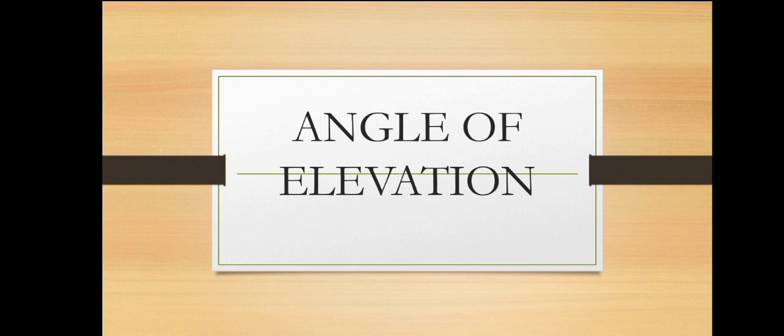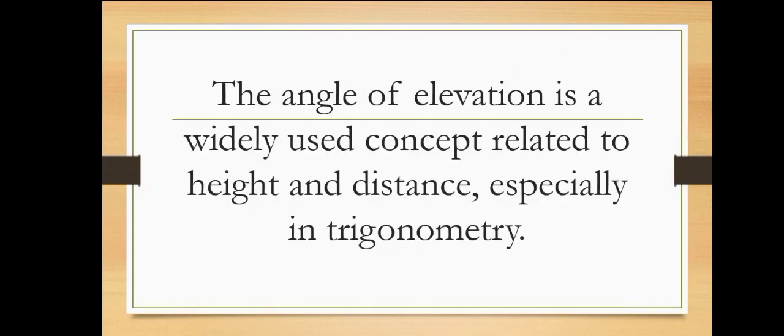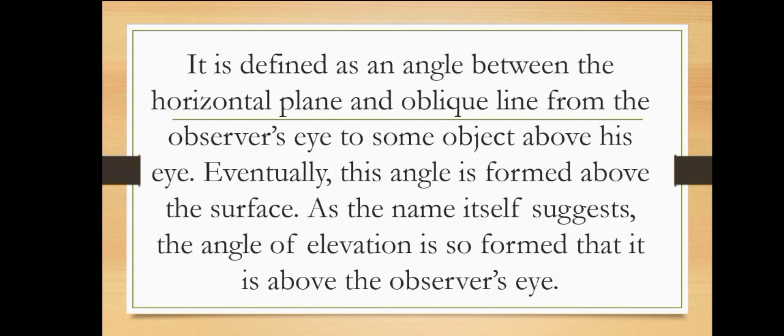So in this video, I am going to discuss and tell you about the angle of elevation. The angle of elevation is a widely used concept related to height and distance, especially in trigonometry. It is defined as an angle between the horizontal plane and oblique line from the observer's eye to some object above his eye. Eventually, this angle is formed above the surface. As the name itself suggests, the angle of elevation is so formed that it is above the observer's eye.